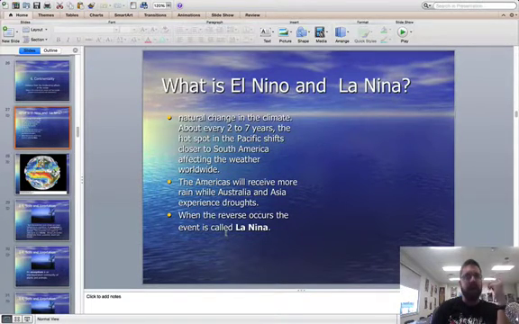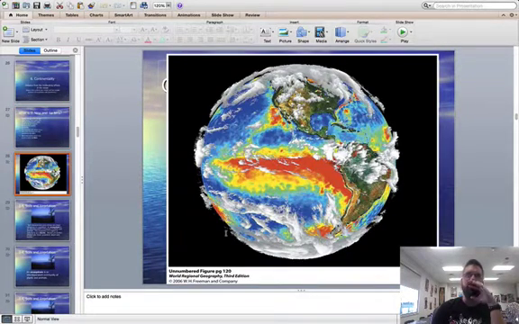And then when it's opposite of that, when the ocean is cooler than normal, then it's called La Nina. And basically the opposite happens. It becomes hotter and drier here in the Americas, and it rains more in Australia and Asia. So basically it affects the climate and weather conditions throughout the Pacific region. So here's a photo of it. So El Nino is this entire area here, so all this water when it's at a higher temperature than normal. So this changes the weather all throughout this half of the world.